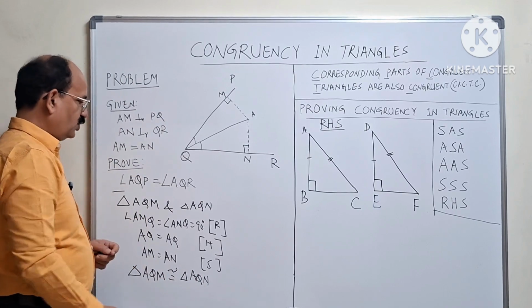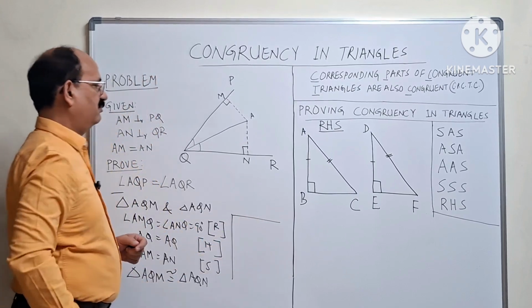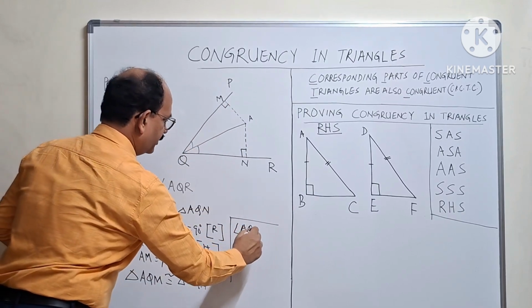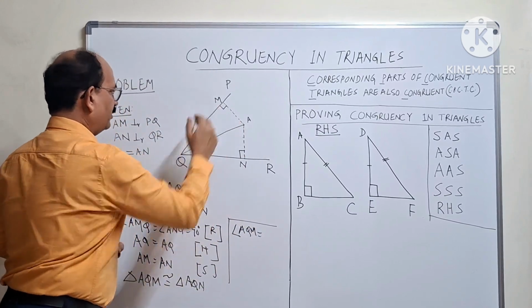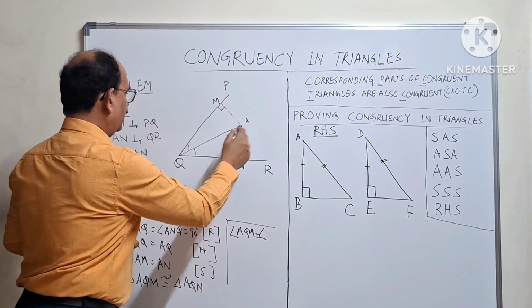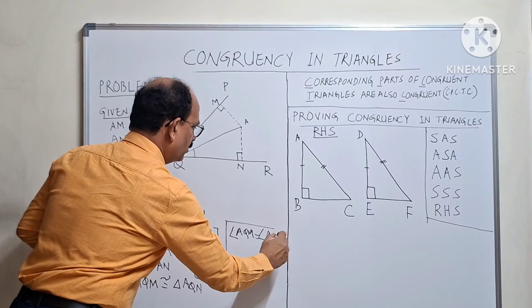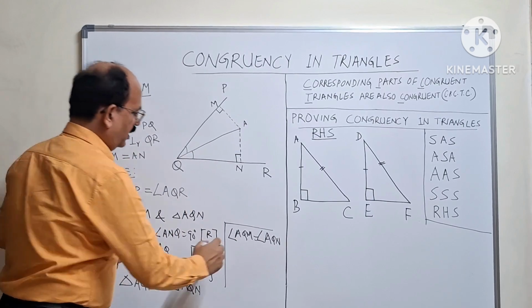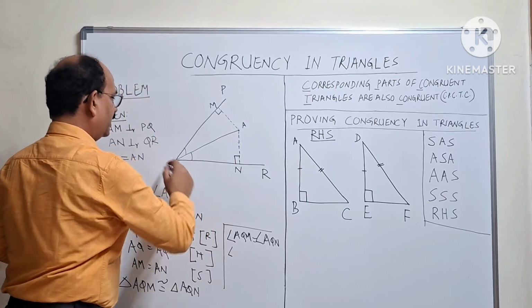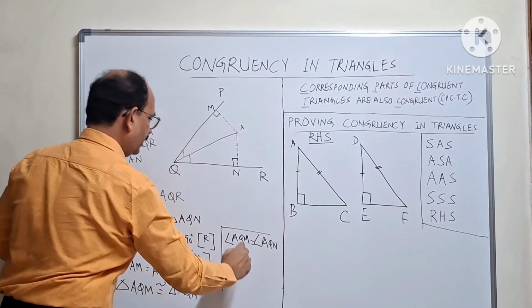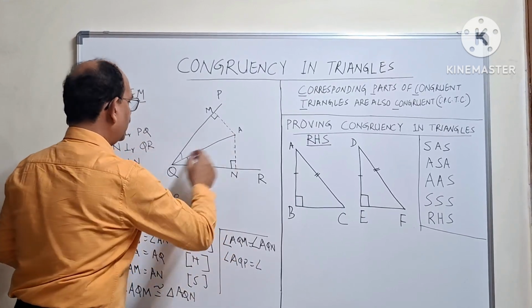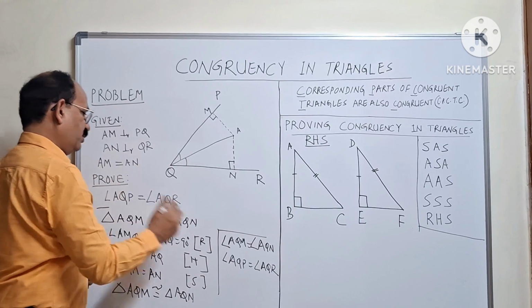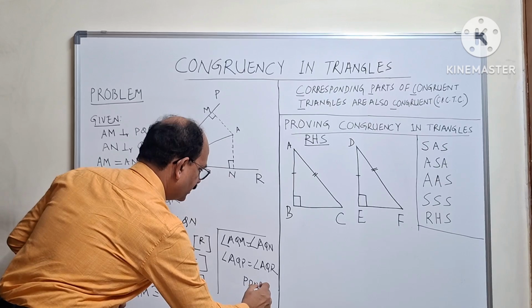Okay. Now using the CPCTC criterion, angle AQM will be equal to angle AQN because these two sides are equal, so corresponding angles will be equal, and therefore we can also see that angle AQP will be equal to angle AQR. This is what we had to prove, right?